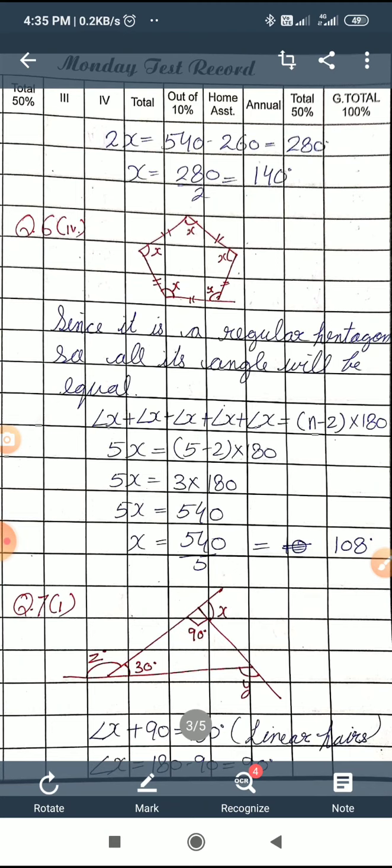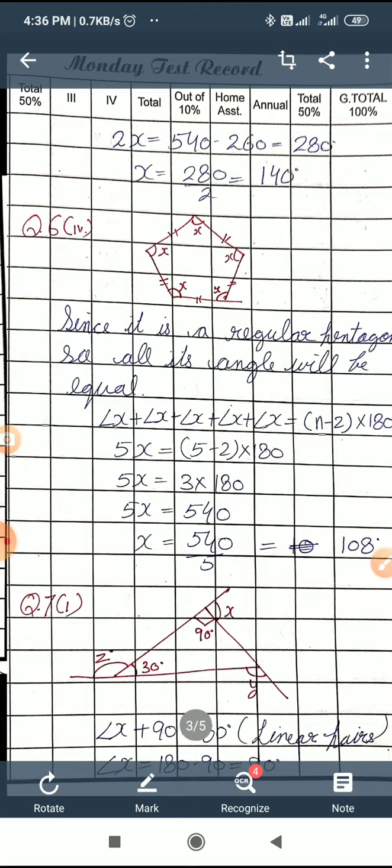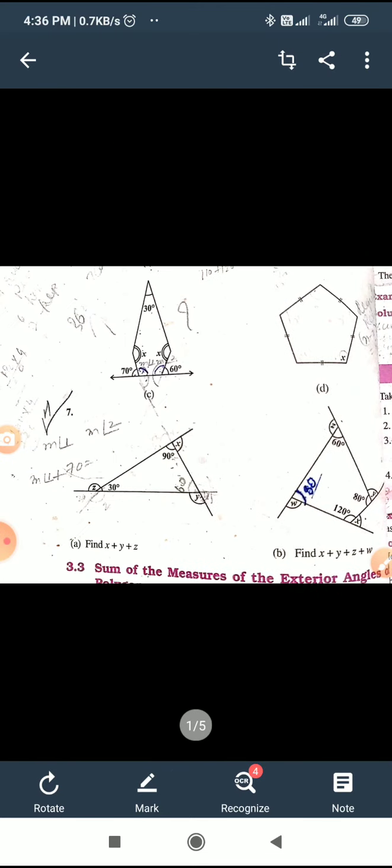You can do it together, and you can also calculate it separately first. So x 5 times becomes 5x, and (5 minus 2) into 180, that is 3 into 180. 5x is equal to 540, and hence x is equal to 108. So this way we got the angle as 108.